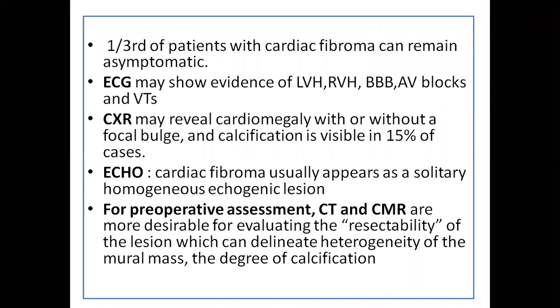One third of patients with cardiac fibroma remain asymptomatic, and ECG might show evidence of left ventricular hypertrophy, right ventricular hypertrophy, bundle branch block, AV block, and VTACs. Chest X-ray also is not specific; it will reveal only cardiomegaly with or without focal bulge and calcification. On echocardiogram the fibroma appears as a homogeneous echogenicity lesion.